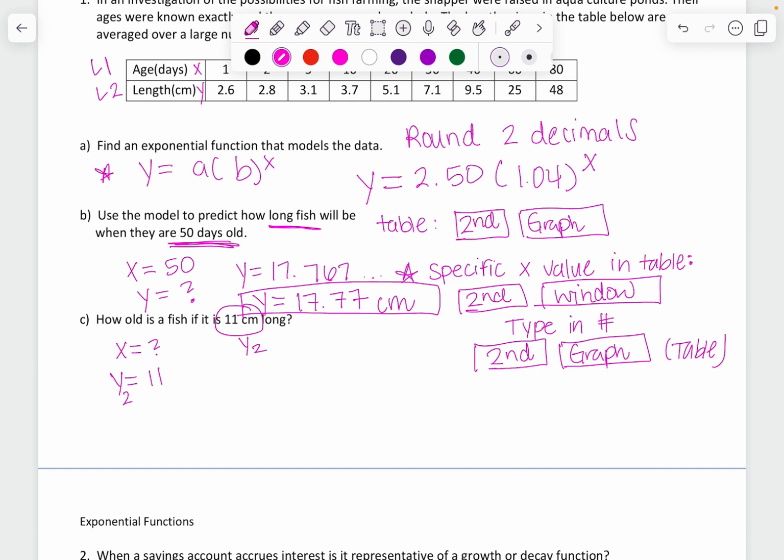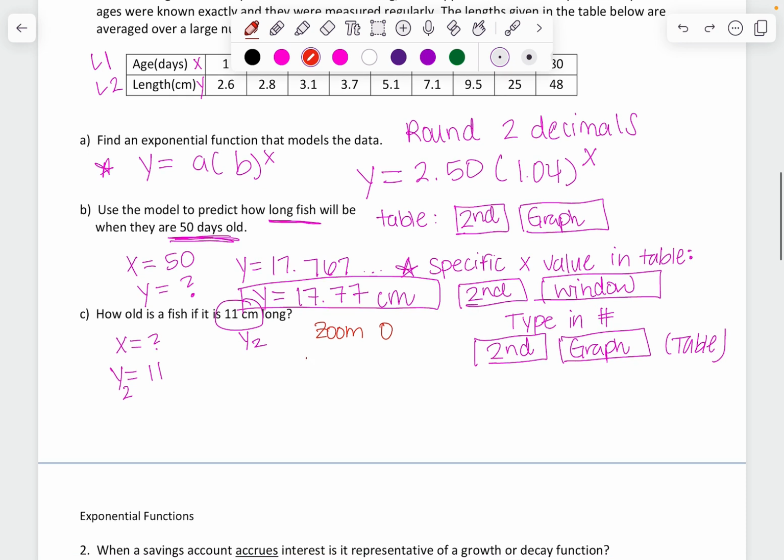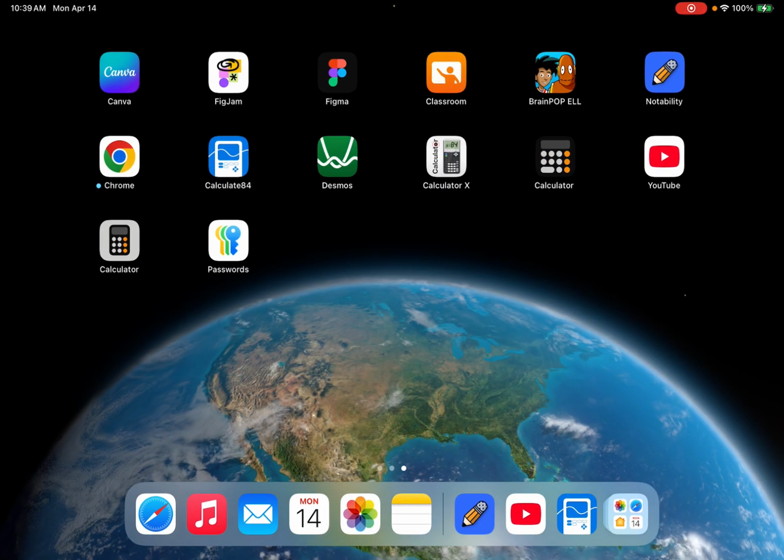So for my steps here, I'm going to do zoom 0, right? Then I'm going to hit second, trace, 5 for your intersection, and then enter 3 times. Okay, so this is what we're doing to find the intersection, right? Okay, so let's go to our calculator.